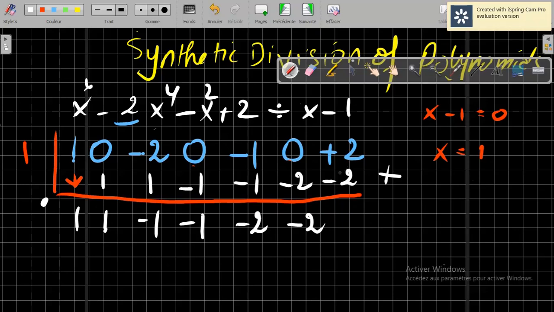Now vertically we need to add them, plus 2, -2 is equal to 0. Then the division is over. You can see that your remainder is equal to 0. So how do we write this? The quotient, your result, is going to be written this way. So if you need, you can start from the right to the left. This is the remainder, the leftover.